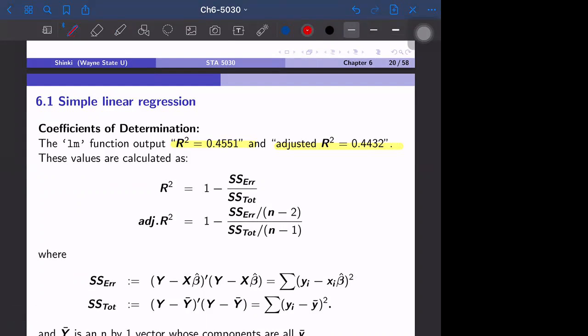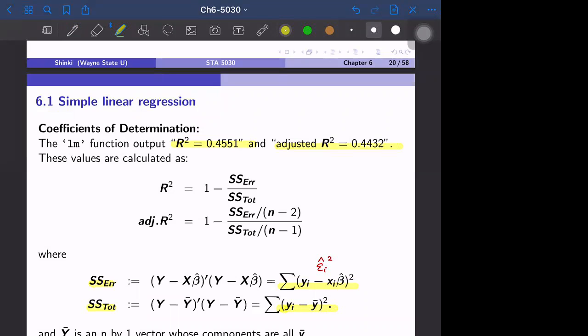At first, the R square value is defined by 1 minus SS error over SS total. So sum of squared error over sum of squared total. And SS error is defined as the sum of residual squares, so this is epsilon i hat squared. And SS total is defined by just the variability of the data, so yi minus y bar squared. So it evaluates how much variability the response variable y has.